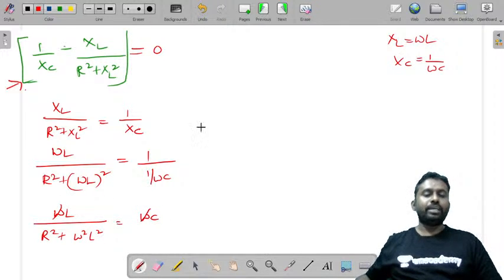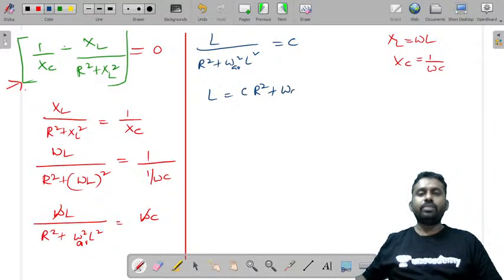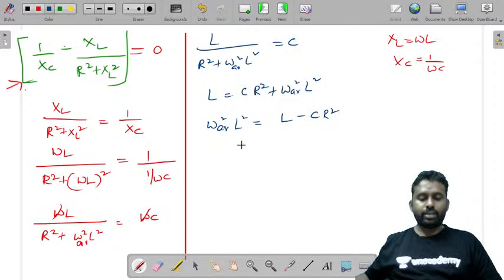You can cancel this omega. This is under resonance, so you are writing anti-resonance. Parallel resonance is also called anti-resonance, so I have taken AR. Now this is L by (R square plus omega AR square L square) is equal to C. Now multiply: L is equal to CR square plus omega AR square L square C. Now omega AR square L square C is equal to L minus CR square.